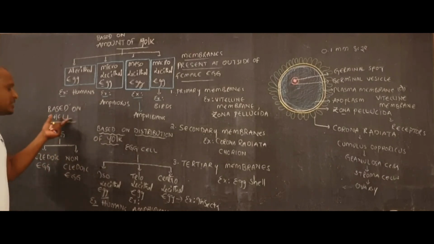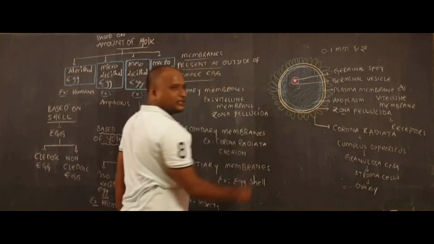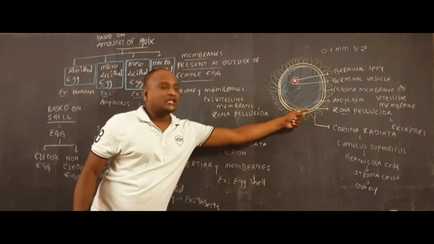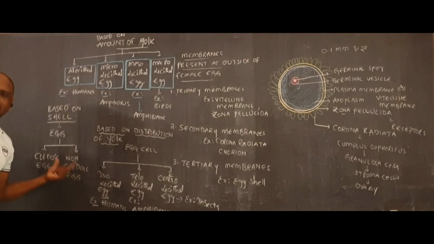Non-cleidoic egg means the shell is not present on the outside of the egg. Here we are not discussing any kind of shell. Human beings don't have any shell, that's why the human egg cell is a non-cleidoic egg. Here the shell is absent. If the egg doesn't have any shell, that kind of egg is called a non-cleidoic egg.